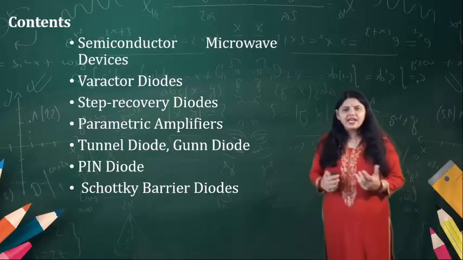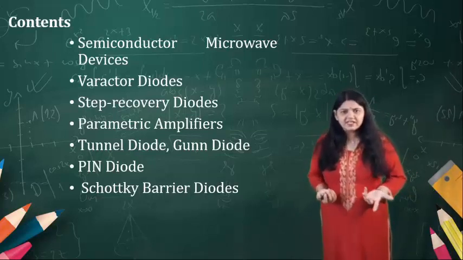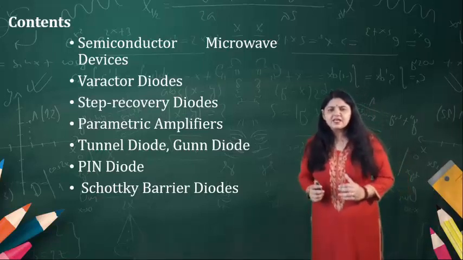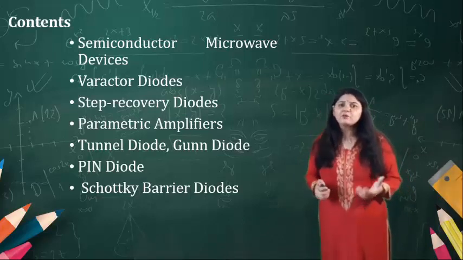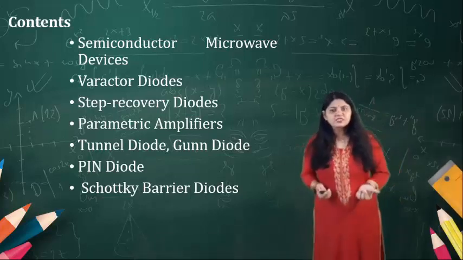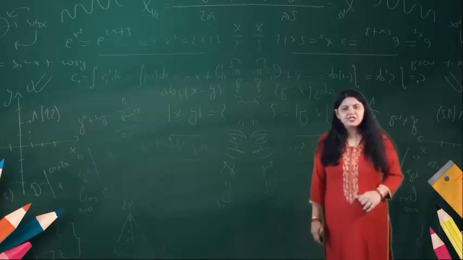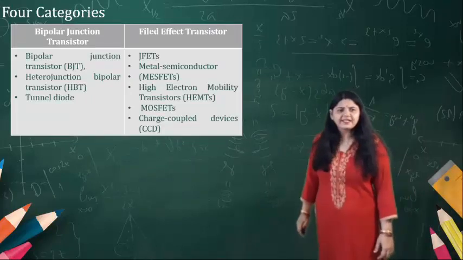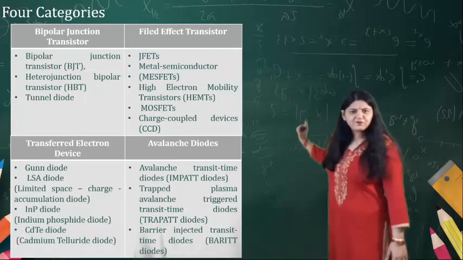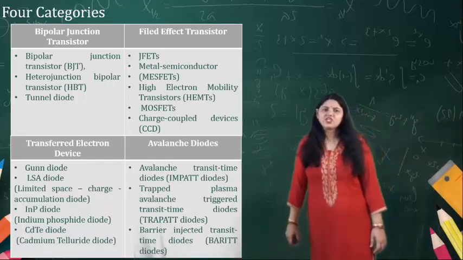One is known as avalanche transit time devices and the other as bulk devices. The avalanche transit time devices are designed to achieve the minimum transit time, and the bulk devices use the bulk property of the semiconductor material. So now there are four different categories: using the bipolar junction transistor, field effect transistor, transport electron devices and avalanche diode.